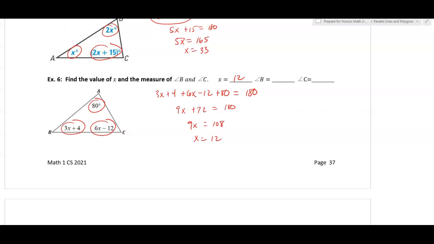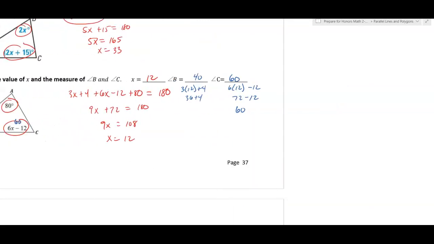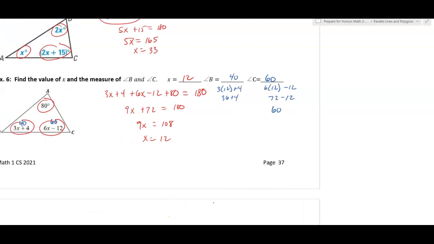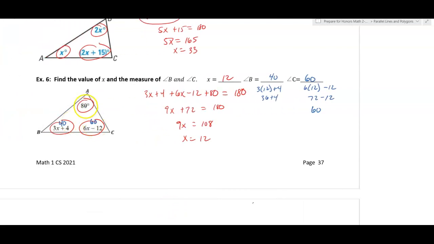Now to find angle B, all I'm going to do is replace x with 12. 3 times 12 plus 4 gives you 36 plus 4, which is 40. Letter C, 6 times 12 minus 12. 72 minus 12 would give you 60 degrees. And if you look, this is 40, this is 60, that's 80. You can check your answer by doing 40 plus 60 is 100, plus 80 is 180.